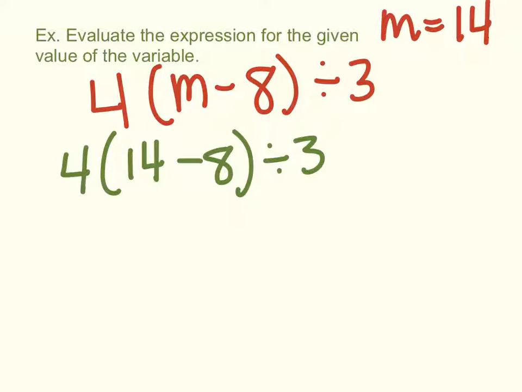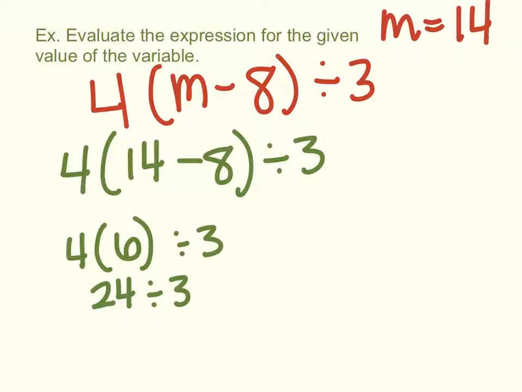Then I'm going to go back to my skills of 7.2 and do order of operations. I'm going to do parentheses first. 14 minus 8 is 6, so 4 times 6, divided by 3. Then I'm going to multiply and divide from left to right. So 4 times 6 is 24, divided by 3. 24 divided by 3 equals 8, and we just keep solving until we have no more operations and we just have our answer. So that is what our expression equals when the value of m is 14.